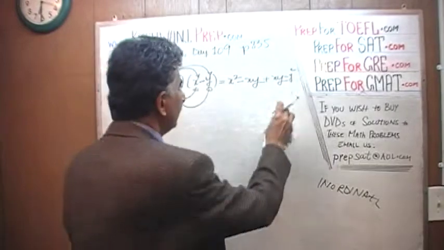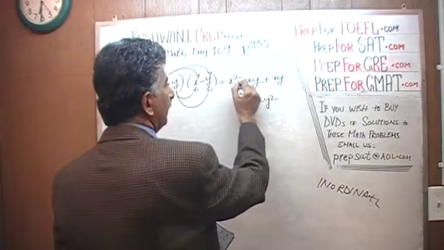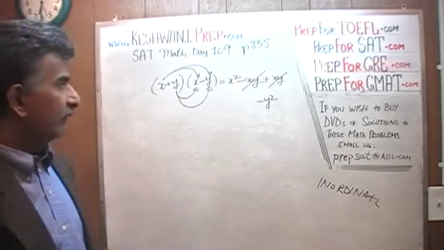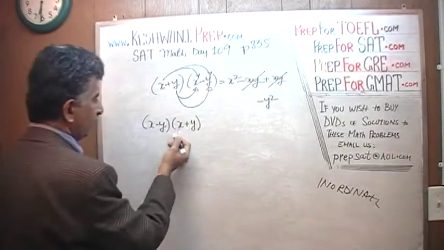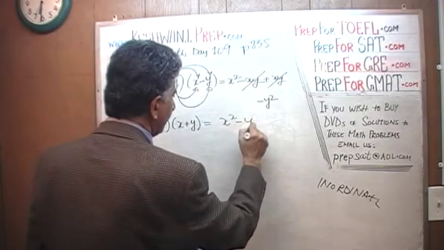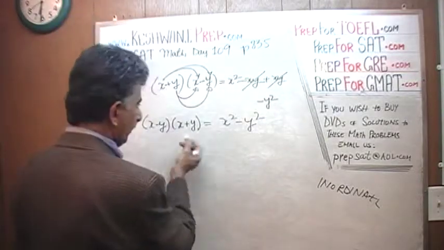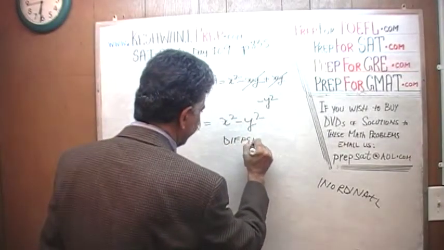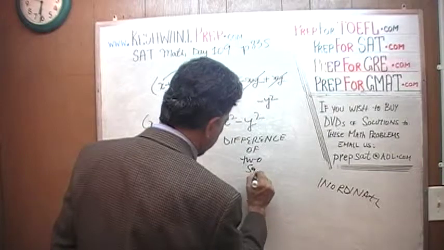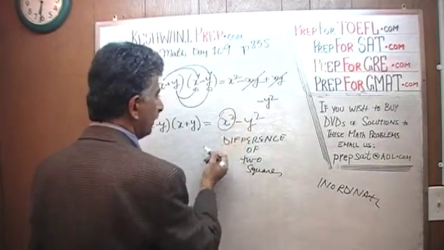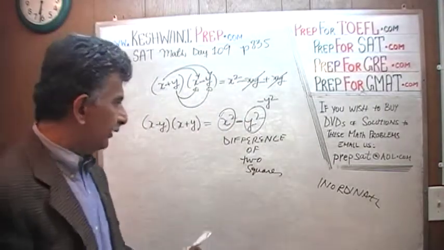Let's not squeeze it in there. It's getting too crowded. Negative xy and positive xy are going to cancel out. And what we find is that x minus y times x plus y equals x squared minus y squared. All the kids know it. It is called the difference of two squares, because this is a squared quantity, this is a squared quantity, and we're looking at their difference.